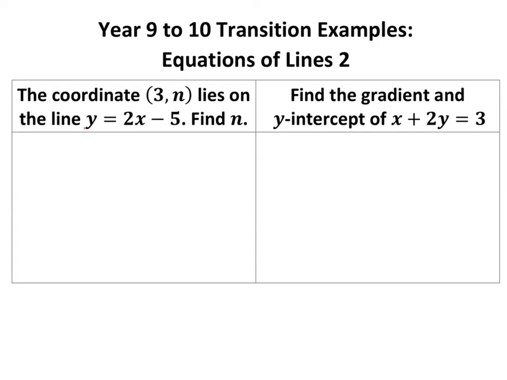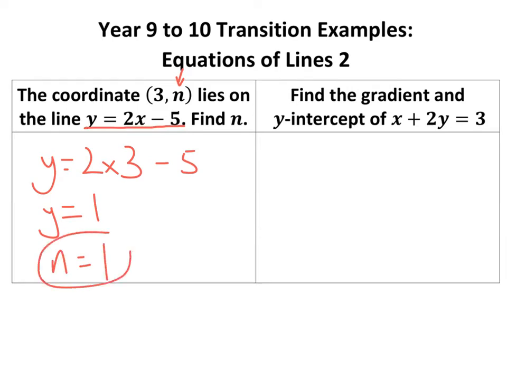So what this is saying here is that the y coordinate, n in this case, because that's a y coordinate, is 2 times the x coordinate minus 5. So what we've got to do is y equals 2 times 3, which is the x coordinate, take away 5. So y equals 1, and therefore n equals 1 for that point. Alright, so what you've got to get your head around is the fact that the equation of a line is a description of the relationship between the x coordinate and y coordinate of every point on that line.